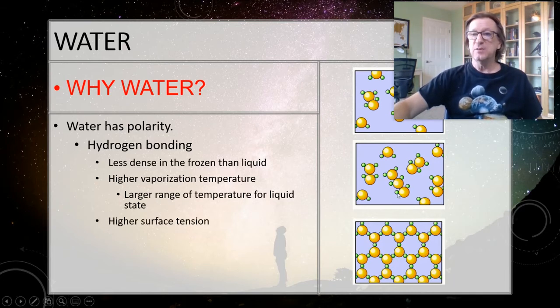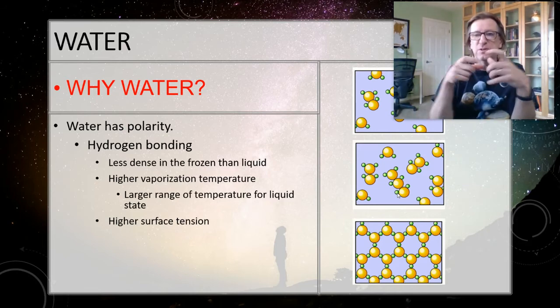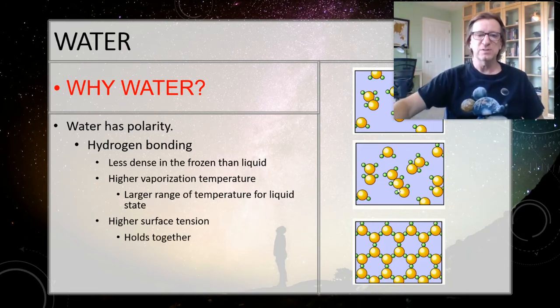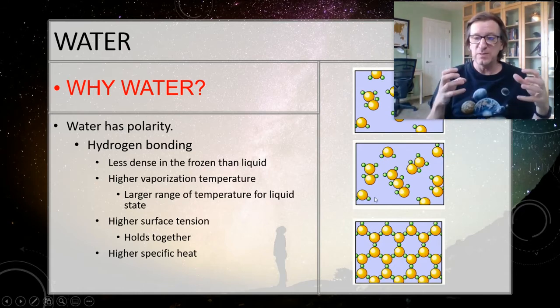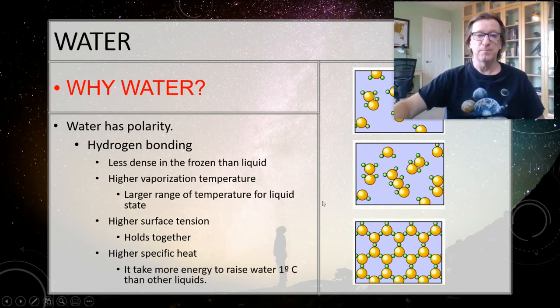This bonding here is also why it's got a higher surface tension. And if you think about it, that makes sense, right? I've got these molecules and they're attracted to each other. So that's going to make things stick together. And so water is going to have a very high surface tension from that. And then, as I mentioned, the higher specific heat means that because it takes a lot more energy to break those bonds, it takes a lot more energy just to change the temperature of the water.